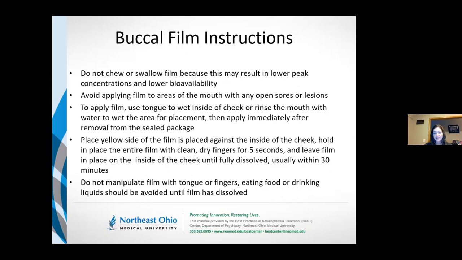The other point to let them know is to try not to have them eat or drink anything until after that's fully dissolved. We don't want it accidentally becoming dislodged. So if they're doing a presentation like this morning and they have to speak a lot, that may not be the best time for them to administer it because as they're speaking, that may also dislodge the film.